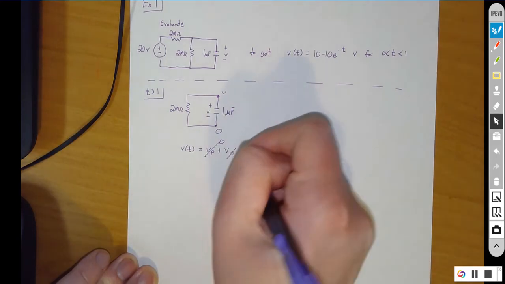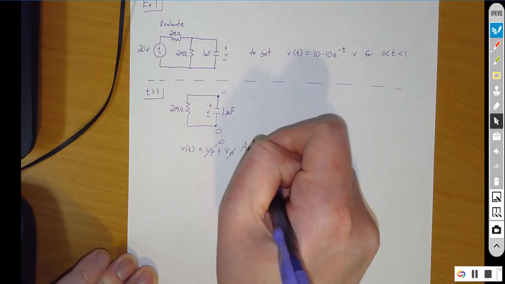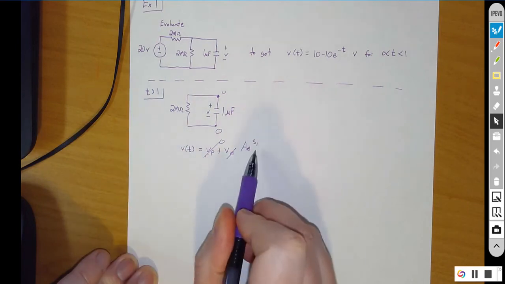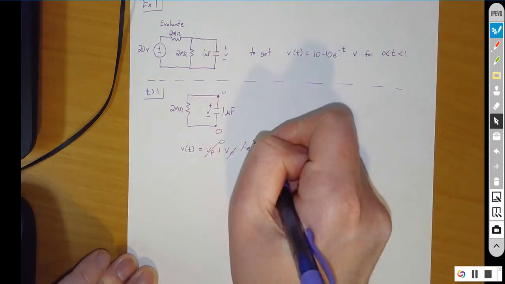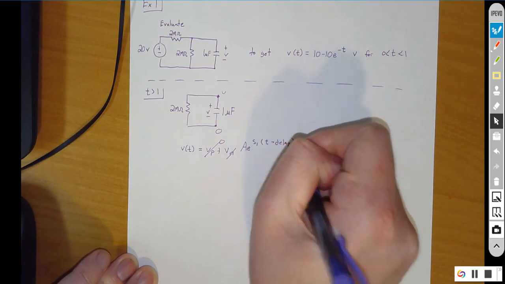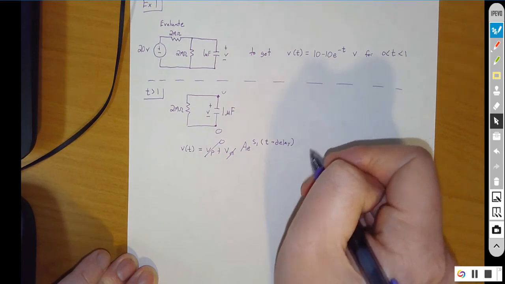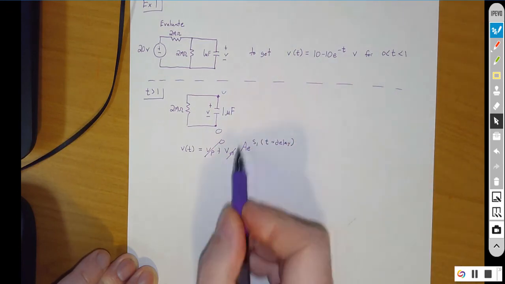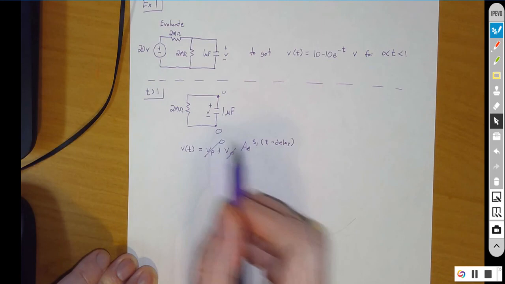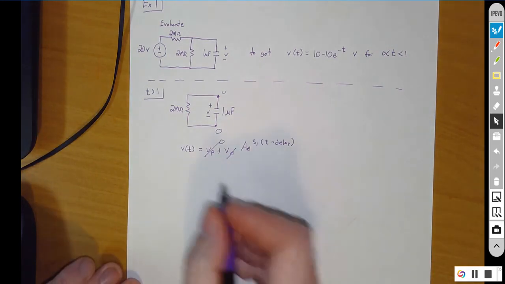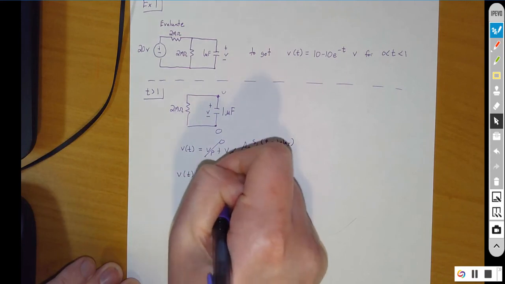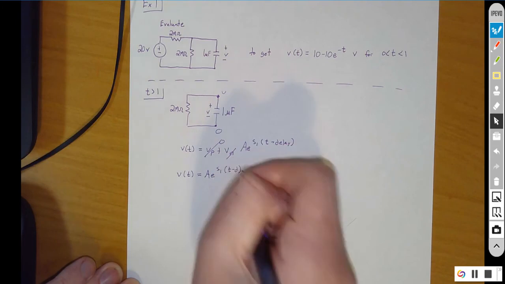And V natural, we know is going to take the form A e to the S1 t, but because this is not at 0, we actually get a new equation here. So the equation on the first page is this equation, A e to the S1 t minus the time of delay, however we want to write it. Normally we have A e to the S1 t, and this is the same thing, except normally our delay has been 0, so we just drop it out. But now we have a time of delay, so we're going to put a 1 in for that. So just rewrite that. V of t will be A e to the S1 (t minus d).